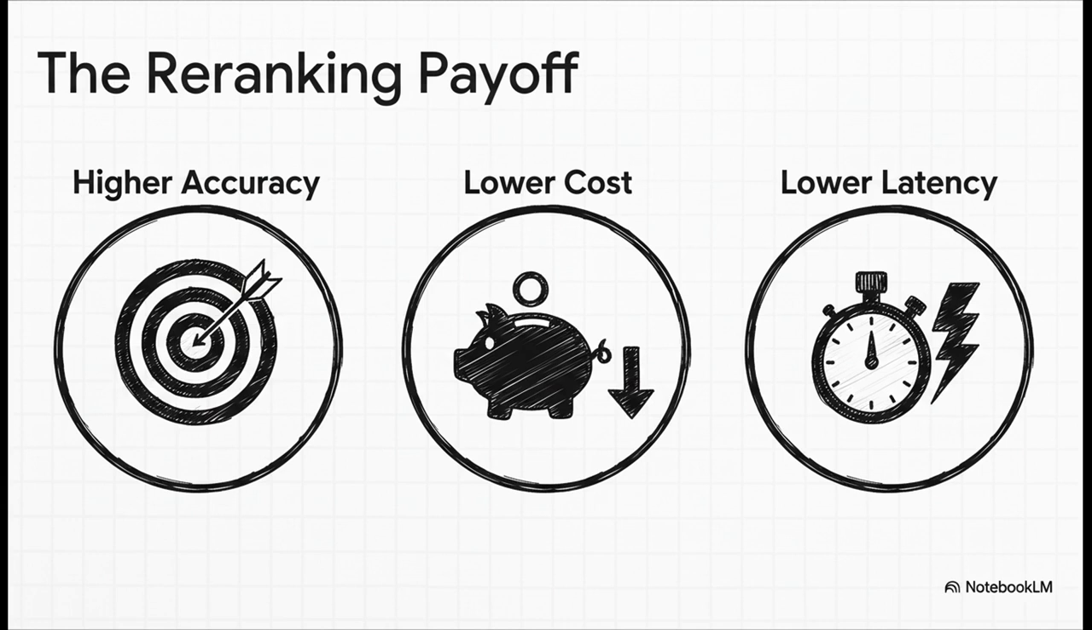Better inputs mean better outputs, period. Second, you can actually lower your costs. By sending a smaller, more focused set of documents to your main model, you reduce your inference bill. And third, you get lower latency. It is just plain faster for the model to process 5 super relevant documents than 25 kind of relevant ones. It is a true win-win-win.